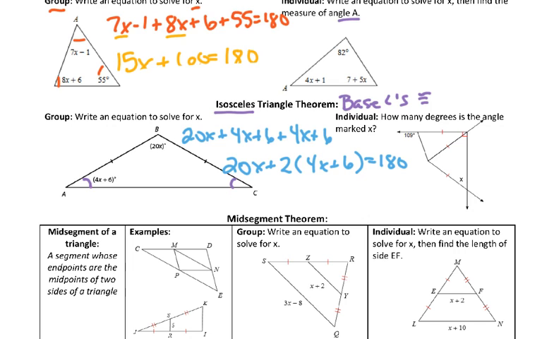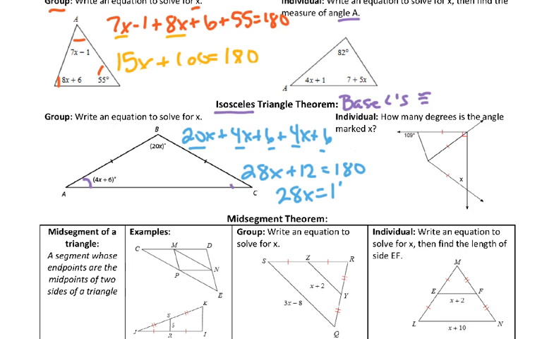However you want to do that, I'm just going to do the first one so I have the space. I'm going to have 20x and 4x and 4x. That's 28x. And then 6 and 6 is 12. Equals 180, and then I'm going to solve that. I'm going to subtract 12 from both sides, and divide both sides by 28. So I get my calculator, and I find that x is equal to 6.